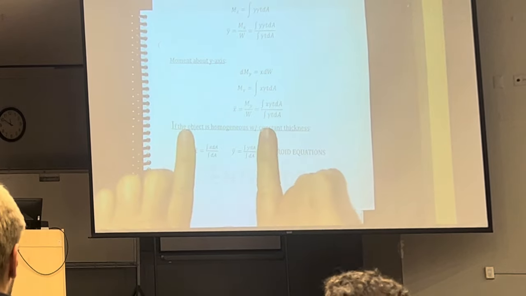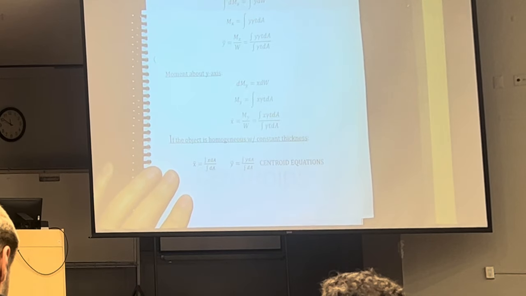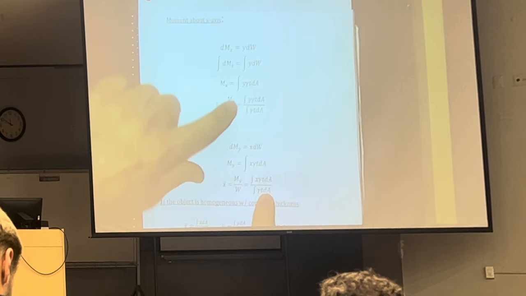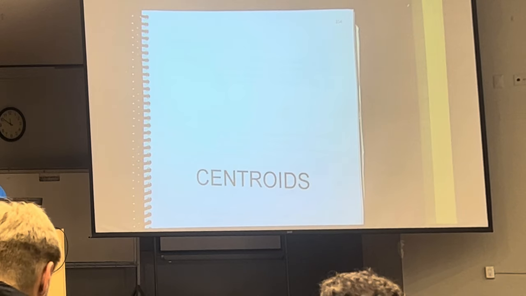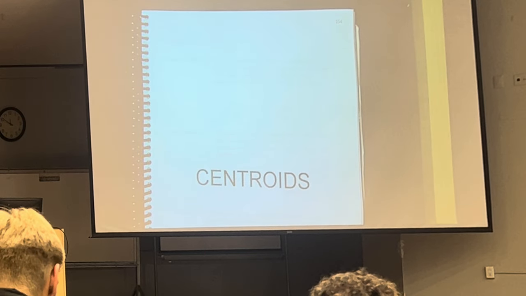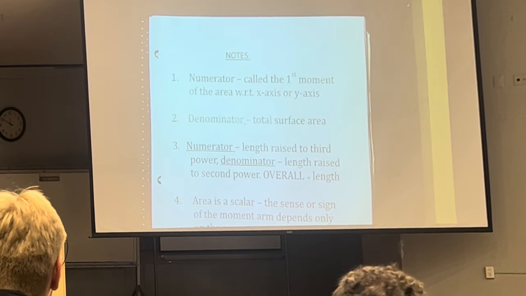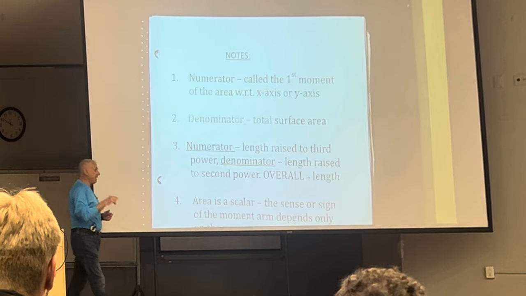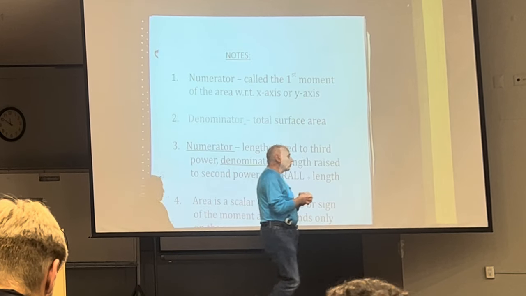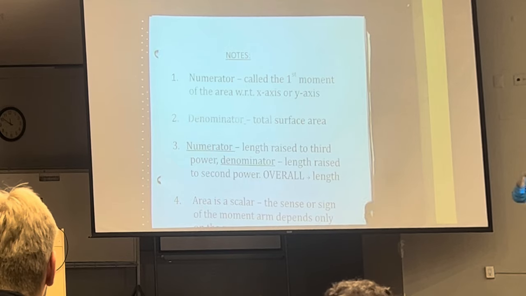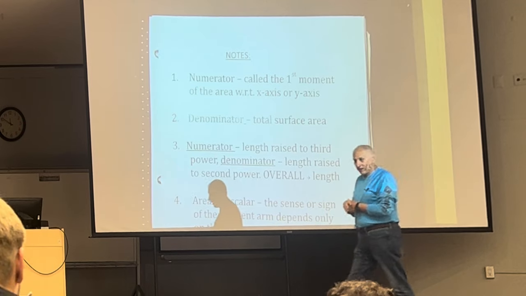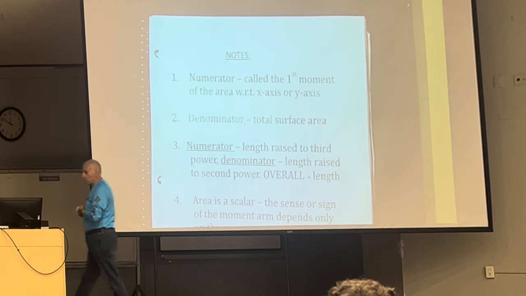Couple of things about these two equations. So these are my centroid equations for homogeneous, constant thickness. If they're not homogeneous, then it's these two equations right here. Okay? Couple of notes, kind of important. First note, the numerator, that x dA, y dA integral, is called the first moment of the area. The denominator, that's the total surface area of the rigid body.